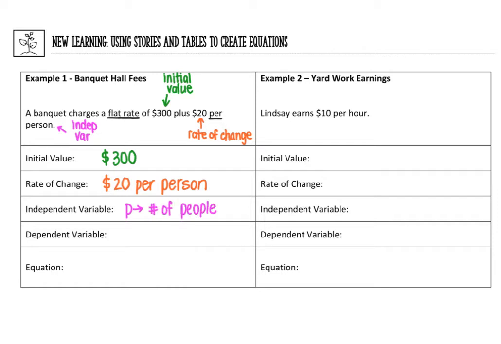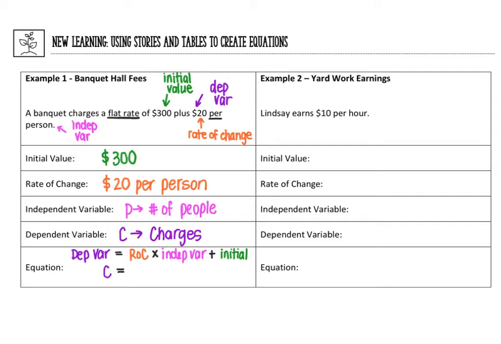The dependent variable will come before the word per. In this case, it's talking about money. So we're looking at the charges of the banquet hall. So we can use C for charges. Now we can create our equation, remembering that our equation is going to be in the form dependent variable equals rate of change times independent variable plus initial value. Our equation will be C for dependent variable equals 20 for the rate of change times P for the number of people plus 300 for the initial value.